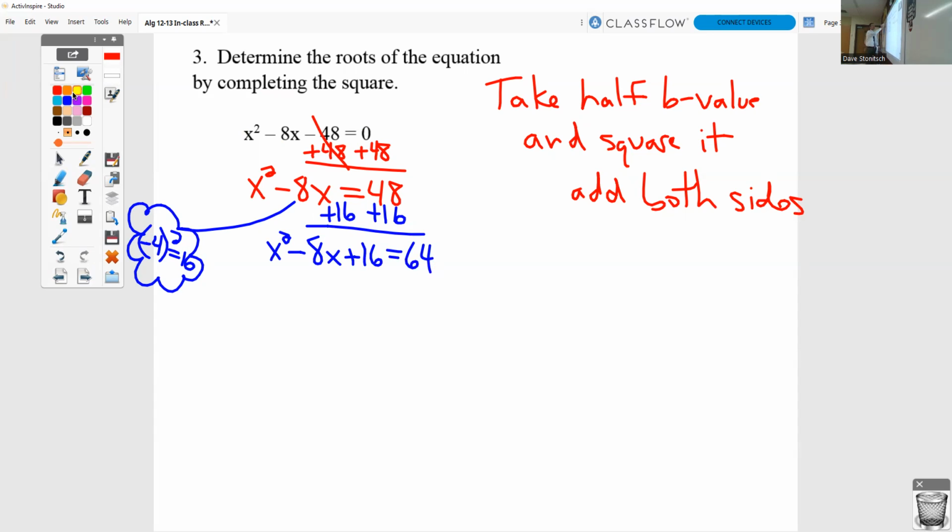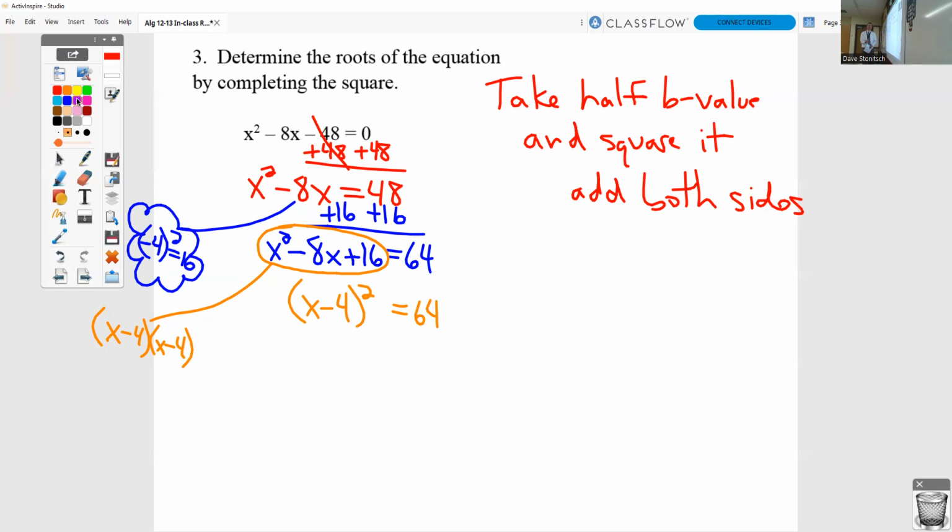What I want to do next is I want to do reverse FOIL. I'm going to go into another thought bubble over here. I want to do reverse FOIL for this trinomial. What times what is 16 that adds up to negative 8? Well, it would be x minus 4 times x minus 4. I'm not going to write x minus 4 times x minus 4, though. I'm going to write it like this, x minus 4 squared equals 64.